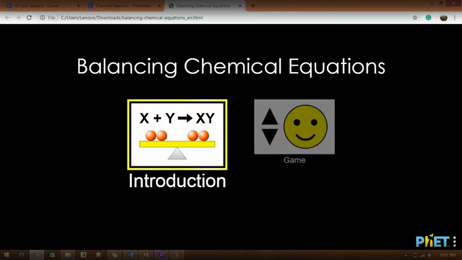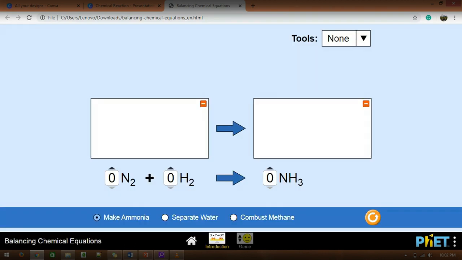I already prepared the PhET simulation of balancing chemical equation to enhance your understanding about chemical equation. So let's see the introduction first. In the introduction, there are tools. The choices are none, with balance, and with the graphic, but we choose none in order to see the molecular shape. So let's start the balancing process.